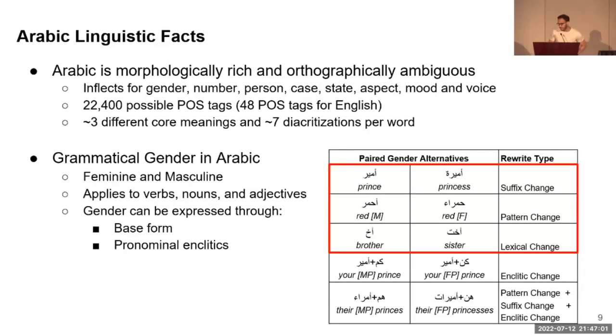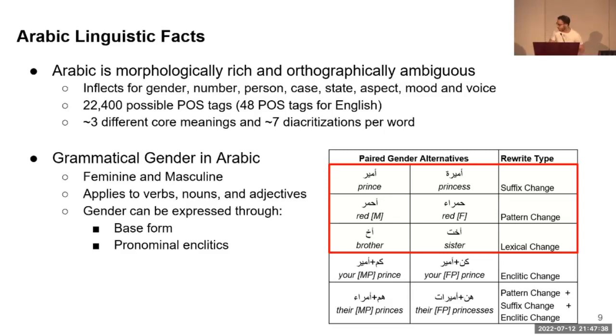So Arabic is a morphologically rich gender marking language that inflects for many things, such as gender, number, person, case, and so on. There are around 22,400 part of speech tags in Arabic compared to the 48 part of speech tags in English. In terms of its orthographical ambiguity, there are 3 different core meanings and around 7 different diacritizations per word in Arabic. Now, when it comes to grammatical gender, it has a binary value. So it's either masculine or feminine, and it applies to verbs, nouns, and adjectives.